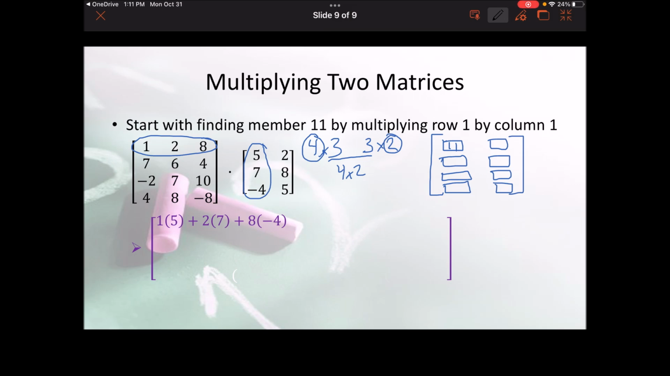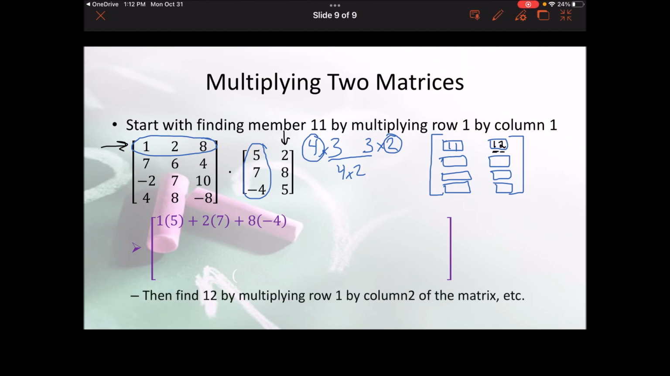Now for element 1, 2. This tells me I'm going to take the first row, but this time I'm going to multiply by the second column. 1 represents the row that I'm using, 2 represents the column that I'm using. Multiplying that out, I'm going to end up getting 1 times 2, 2 times 8, and 8 times 5.